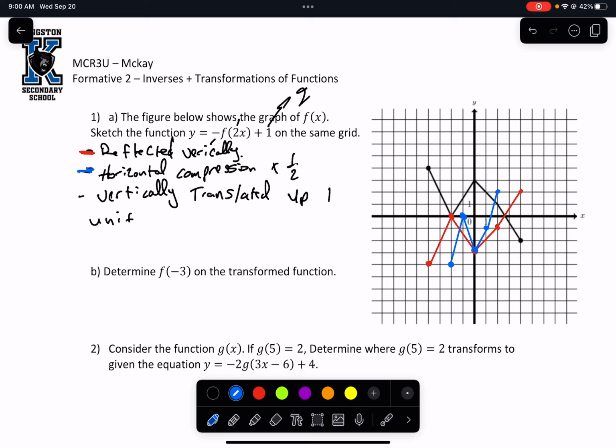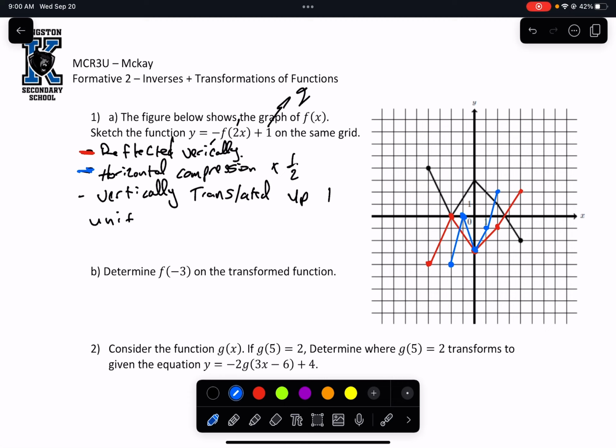Big part of this is just identification of what's in the equation. I think everyone's probably confident enough with the mechanics piece: cutting things in half, reflecting horizontally or vertically, moving up and down. I don't know if that's the challenge of the question. I think it's the identification of what's what.